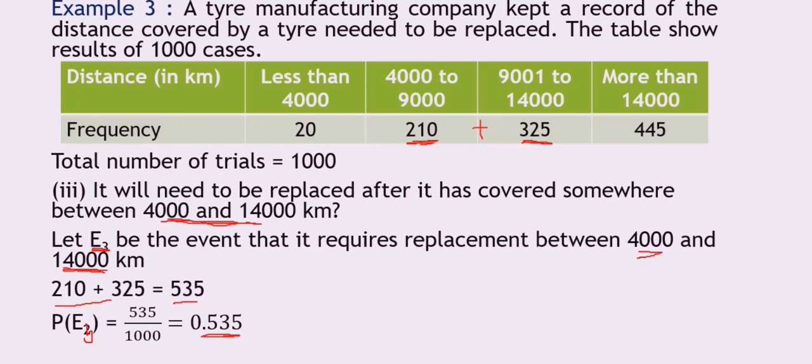So 0.535 is almost 50%. You can see there is a 50% chance that you will have to change your tire between 4,000 and 14,000 kilometers. Again, this is an experimental approach where the data has been collected and you have to find the probability based on the data given to you. Now we move on to the next example.